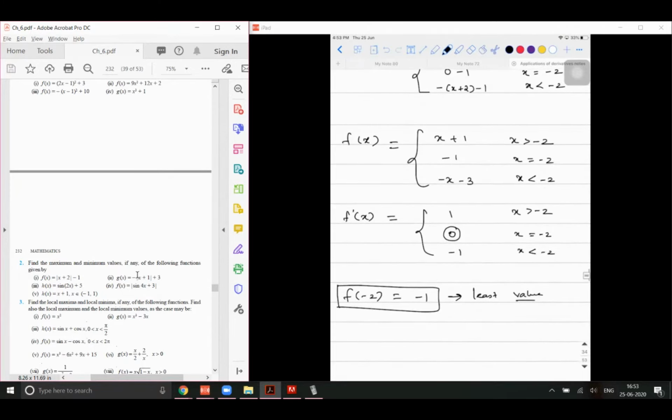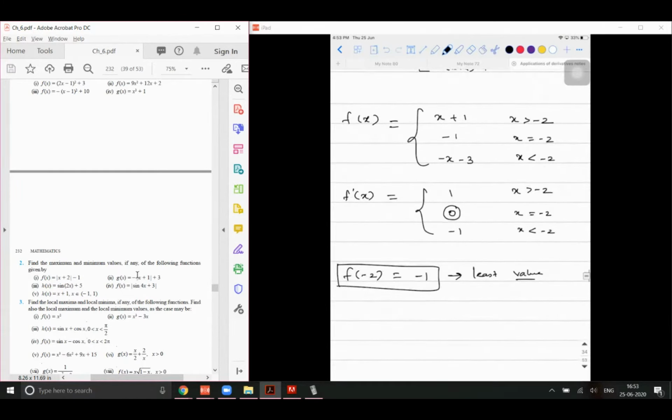So here if I observe f dash of x, I take the number line. On the number line, minus 2 is my checkpoint. What is happening to the function on the left of minus 2? Is it increasing or decreasing? So when x is less than minus 2, f dash of x is negative. Negative is decreasing.